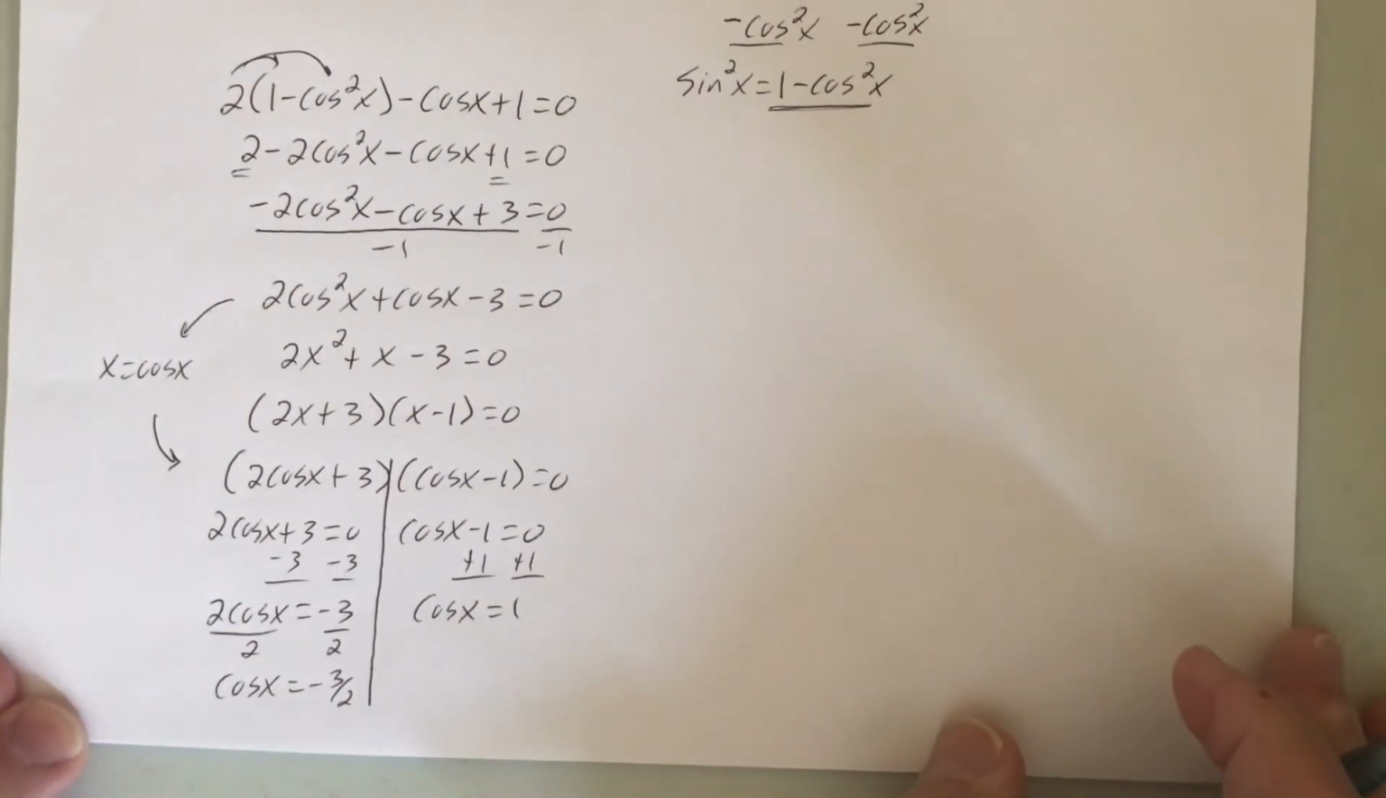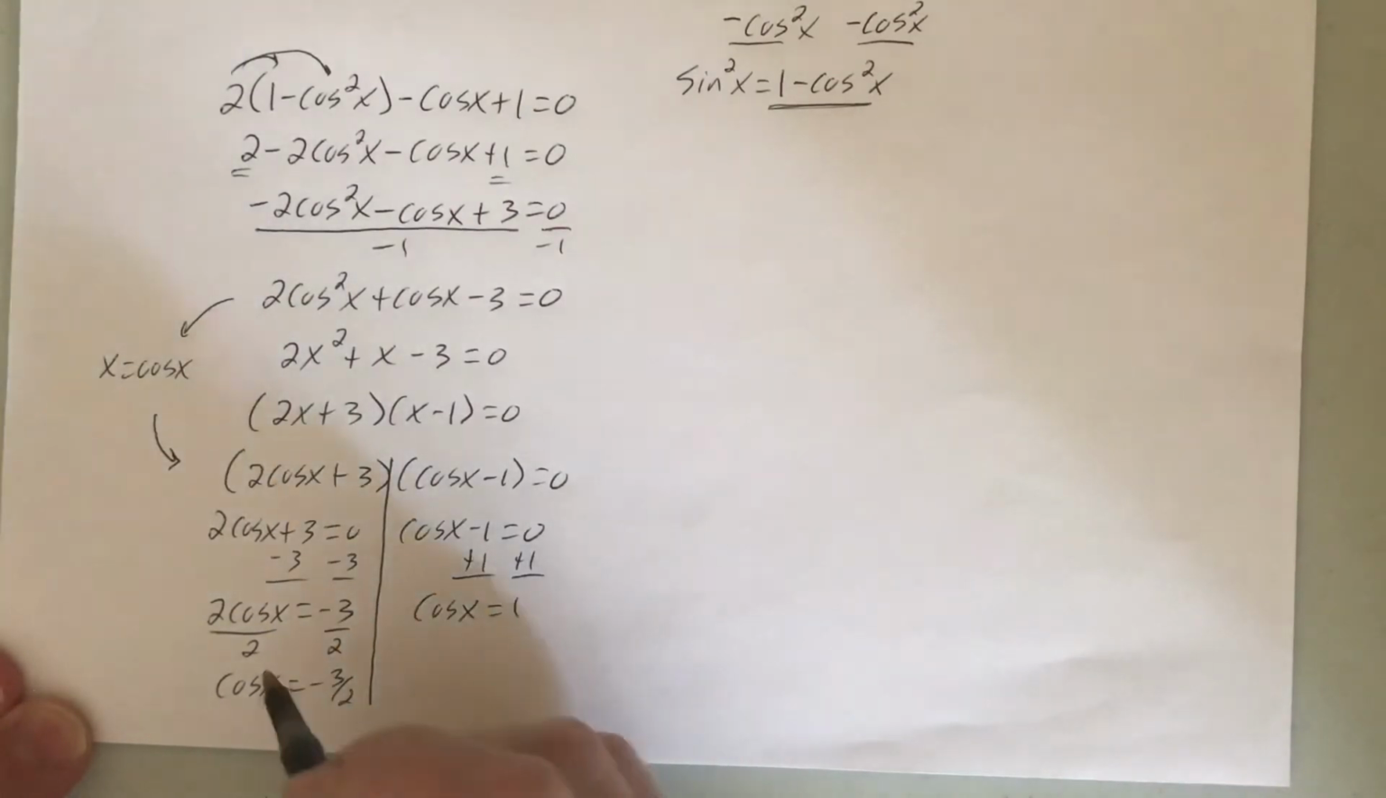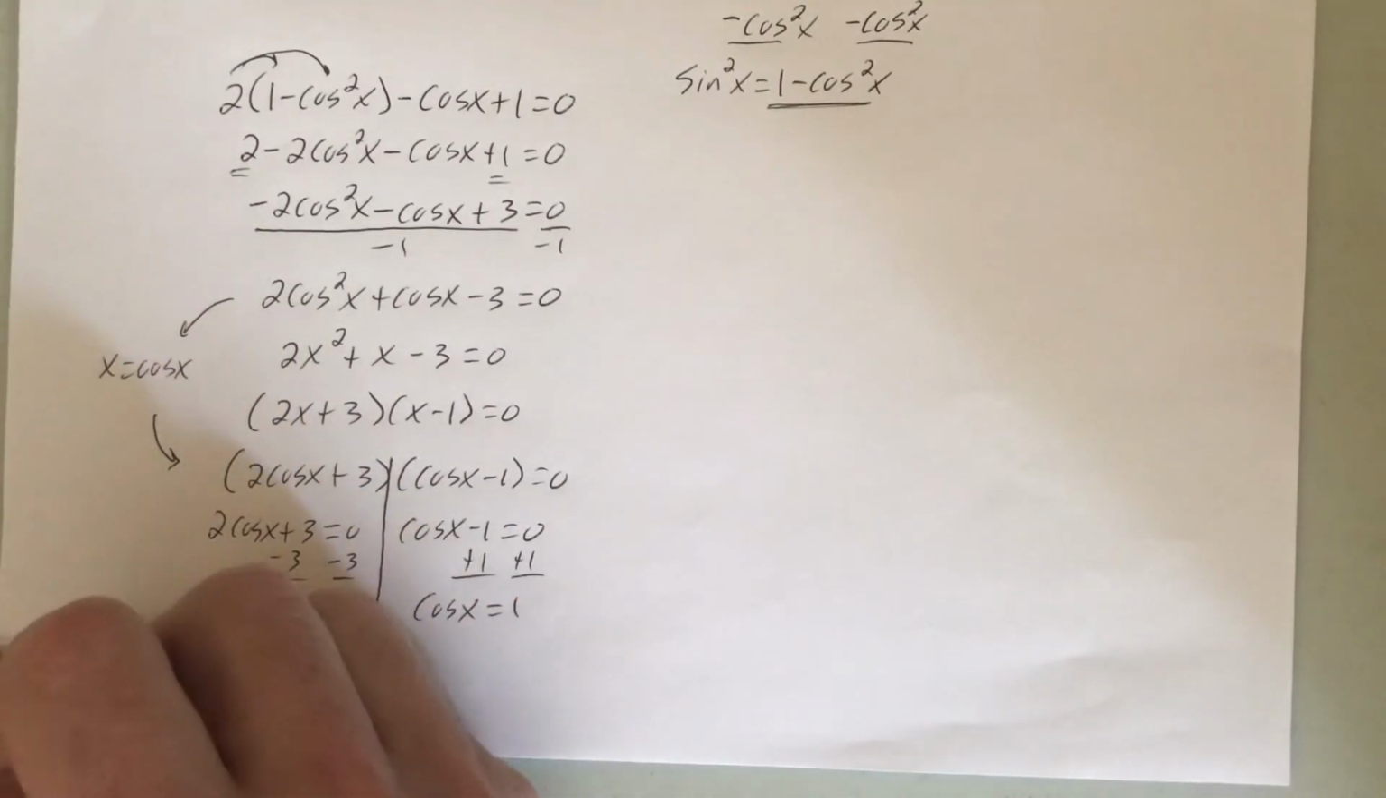So now we need to figure out, well, when does that happen? If you look over here, you have cosine x is equal to negative 3 over 2. Well, this is outside of the negative 1 to 1 range, so that's not going to happen. So this is just not possible, so we can ignore that.